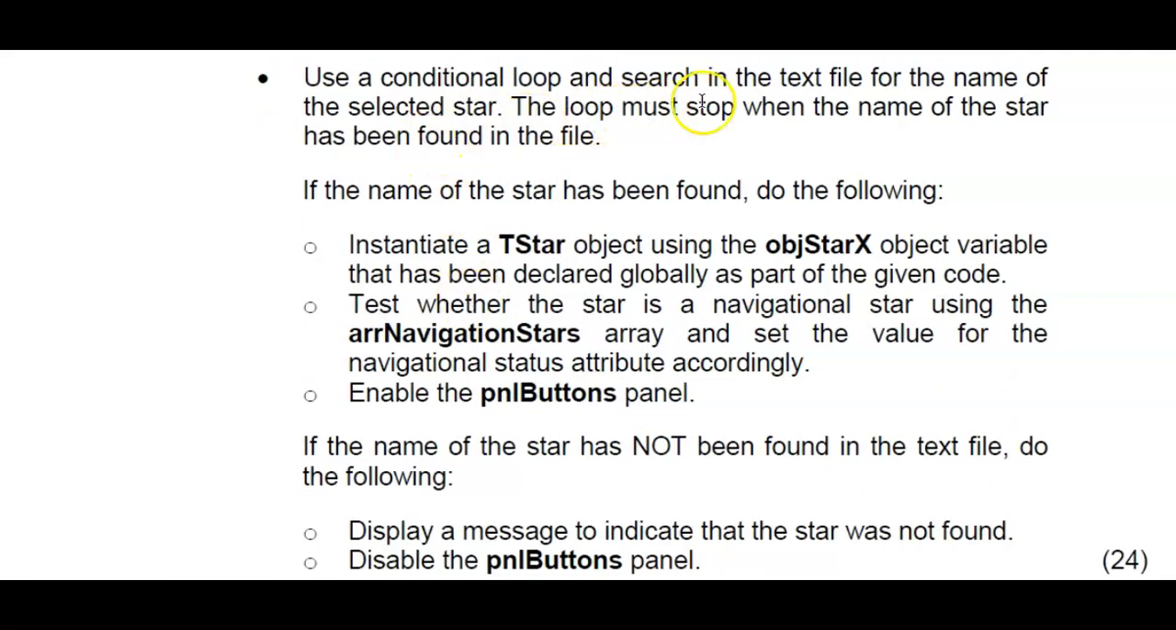And then we're going to use a loop to search through this text file to find the star. Press pause and try it yourself. You will see now that the loop needs to stop when you found the star, so that is important. If we find the star, we're going to instantiate it, and then we're going to test whether it is a navigational star or not. And we're going to use the array navigation stars. And then we're going to enable the panel buttons. And then important, outside of your loop, if you have not found the star, then you are going to display a message and disable this panel.